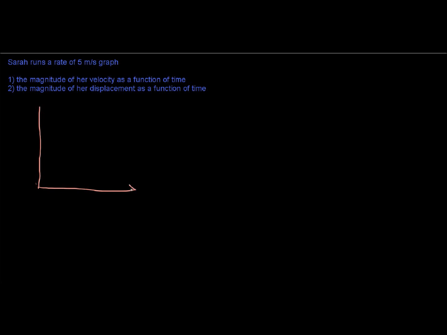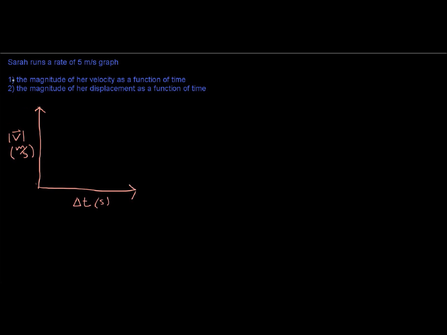And we only need the first quadrant because 5 meters per second is positive, and we only care about time after she starts running. We don't care about all the time before she started running, because that's where we get our whole sense of delta t from. So I really could be writing just t, but I'll write delta t, and that's going to be measured in seconds. And here we're going to be measuring the magnitude of her velocity vector, and that's going to be measured in meters per second.